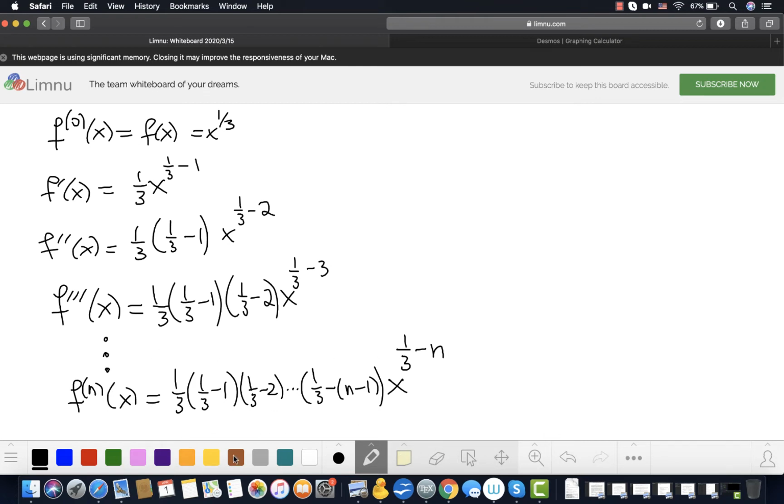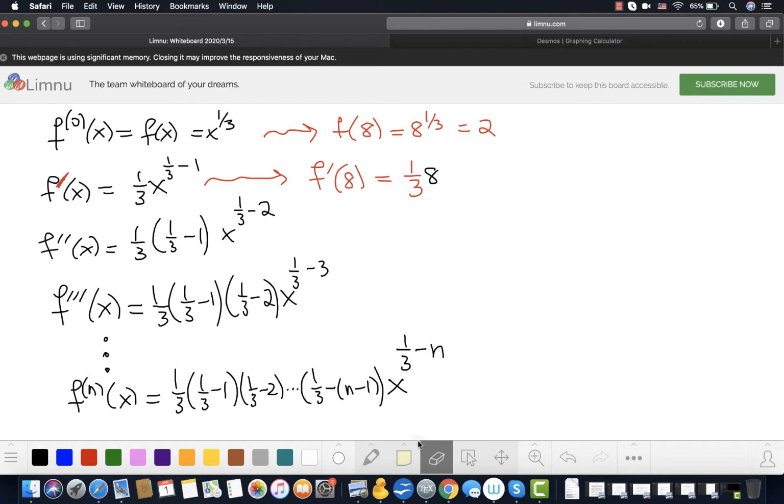And now we have to evaluate these derivatives at 8. The function value at 8 is just 8 to the power of 1/3, the cube root of 8, which is 2. We now have to compute the derivative at 8. I'm just going to copy it. So it's 1/3 times, instead of x, this is f prime, so instead of x I plug in 8. So this is just 8 to the power of 1/3 minus 1.